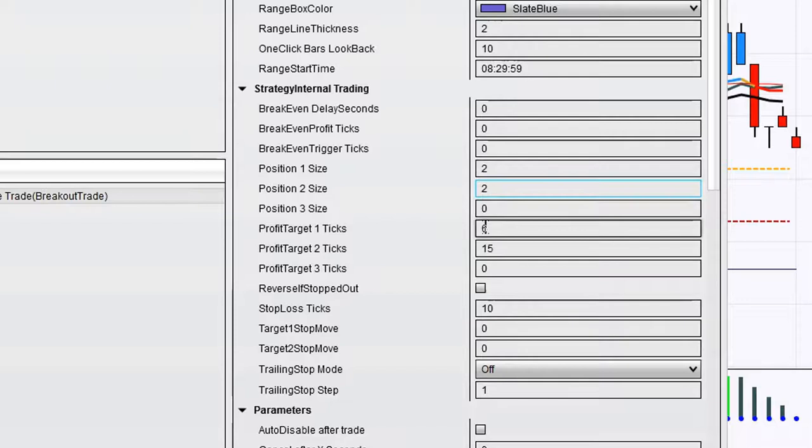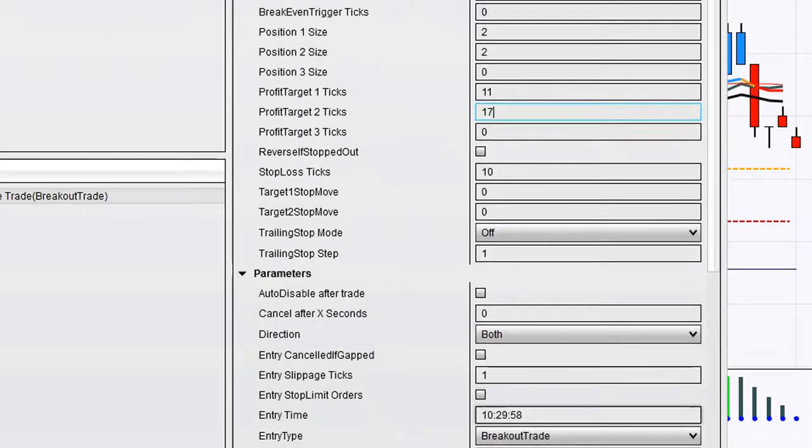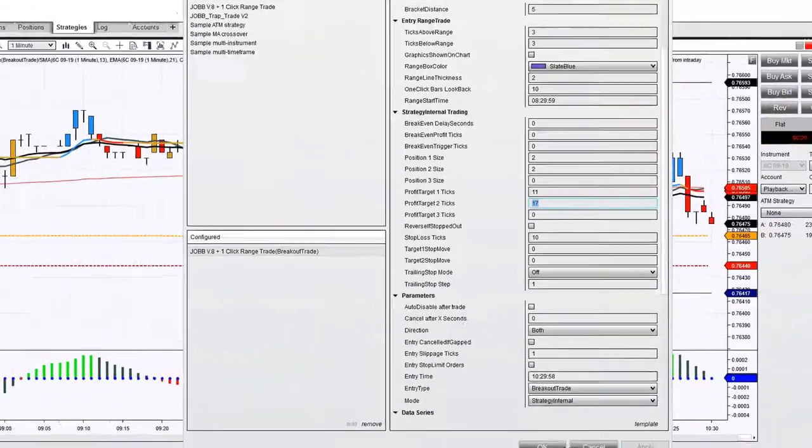I'm also going to increase my first target to 11 ticks and my second target to 17 ticks to see if I can make more of a profit than $55. I'm at the right time to trade, 10:29:58. It was a breakout trade.